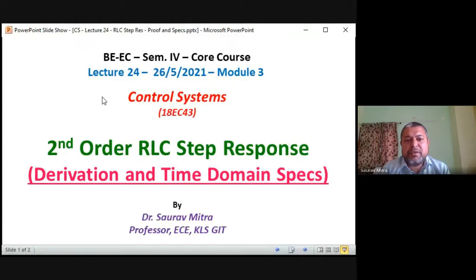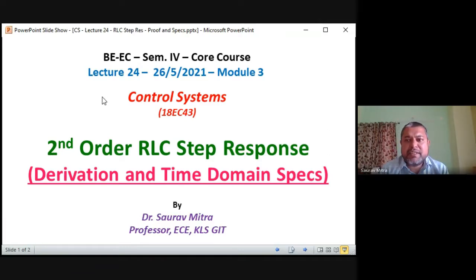So this experiment number 5 and this theory of module 3 go hand in hand. There are mainly two parts in this module 3. One is the RL and RC circuit step response, impulse response. That we have partially done. A lot more numericals have to be solved. We will do it after this second order RLC circuit. And the second part is the second order RLC circuit.